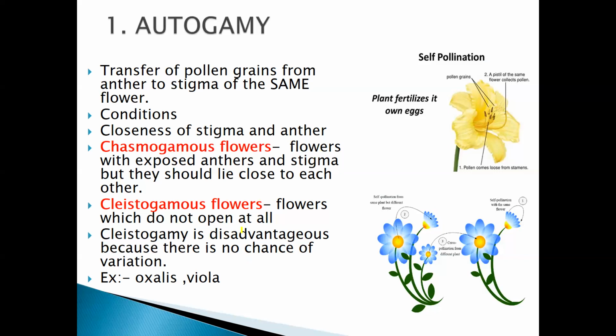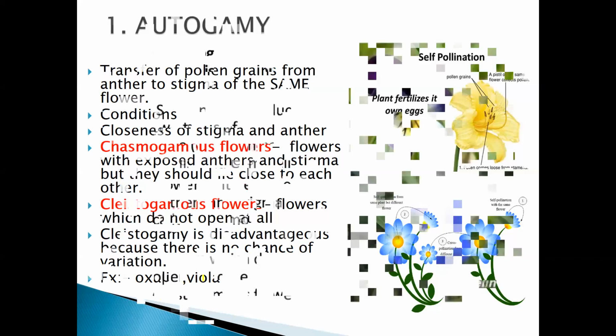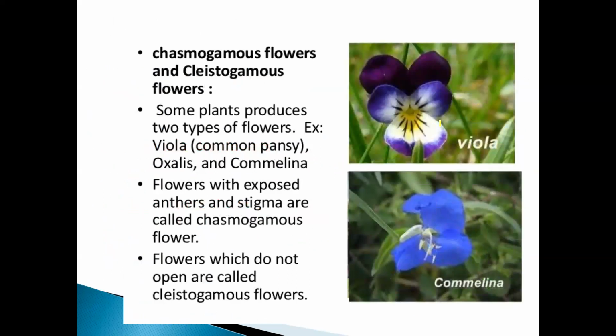Example is oxalis and viola. Now you will see which are these flowers. The viola, this purple color flower you must have seen, right? Yes, the purple color flower which you see among the grasses, a very small flower, and this commelina as well. The commelina flower, the blue color flower you see among the grasses or the weeds most of the time. Such flowers do not open, and they pollinate when they are closed.